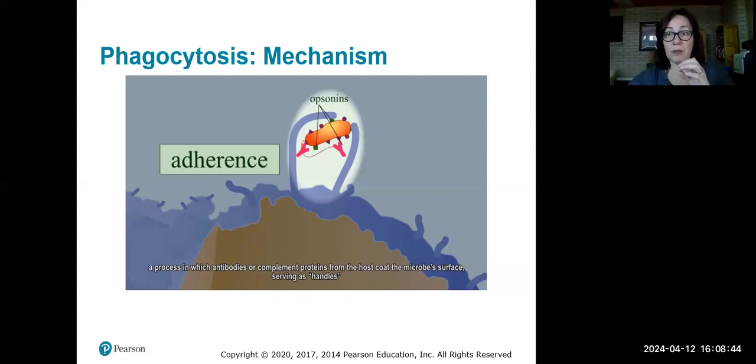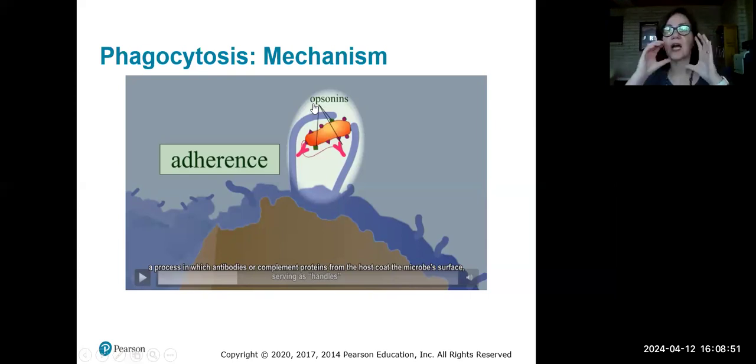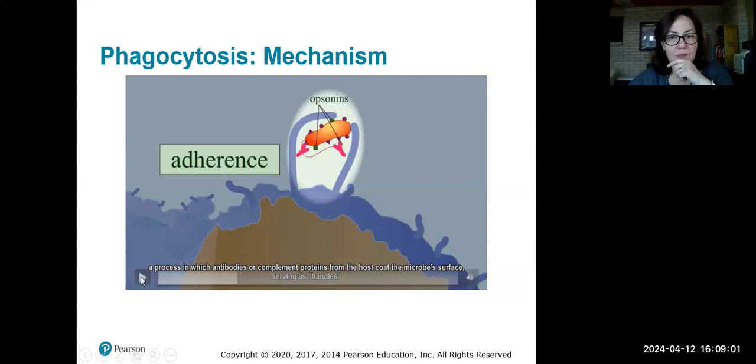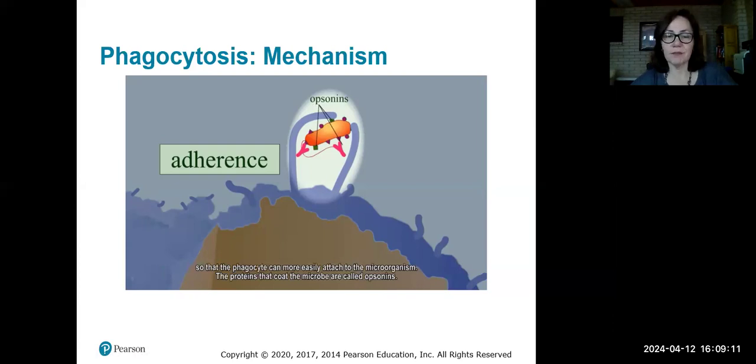The easiest way to remember this is that there are precious few words in biology that start with an O. And so opsonization, I think of it like a wide open mouth. That's the signal that it's going to be attractive to somebody that's going to come eat it. It's a process in which antibodies or complement proteins from the host coat the microbe's surface, serving as handles so that the phagocyte can more easily attach to the microorganism. The proteins that coat the microbe are called opsonins.